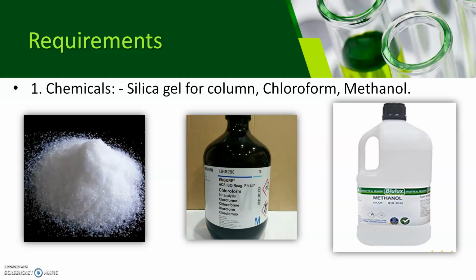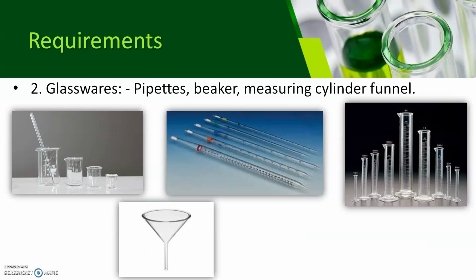Then next is the requirement. First is chemicals. It requires silica gel for the column, then chloroform and methanol. A specific particle size silica gel is used for this column chromatography. Next is the glassware requirement. Pipette, beaker, measuring cylinder, funnel, etc., we can use for this experiment.